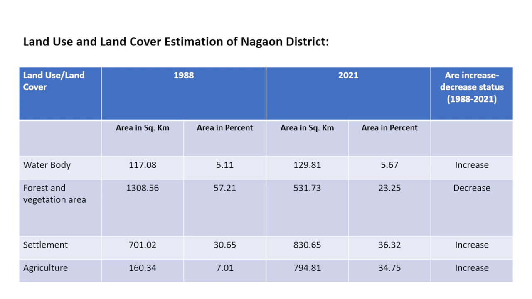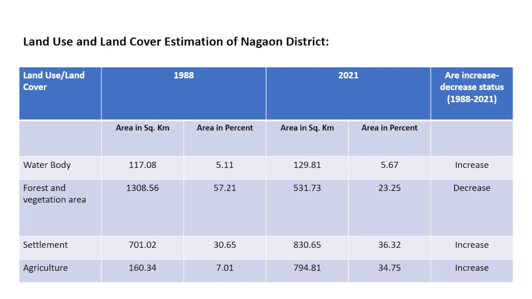In terms of agriculture, agricultural land also shows a significant increase. In 1988, agricultural activities occupied 160.34 square kilometers, which was 7.01% of the total area. By 2021, this expanded to 794.81 square kilometers, making up 34.75% of the total area. This substantial growth indicates a shift towards more land being utilized for agricultural purposes.